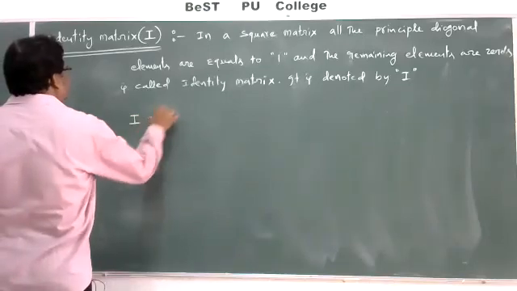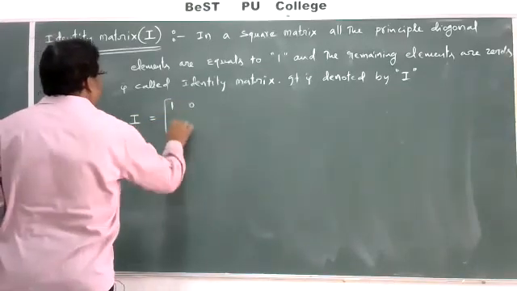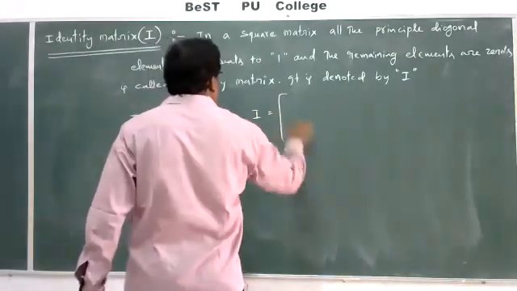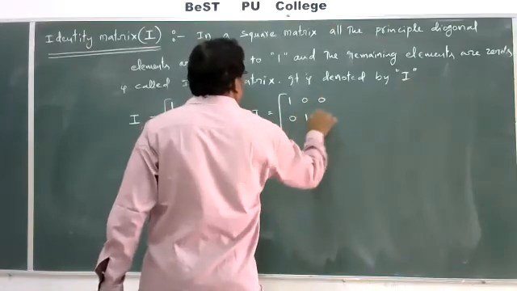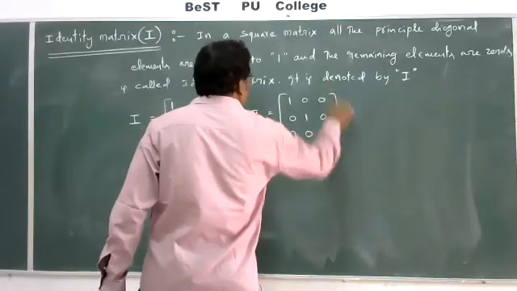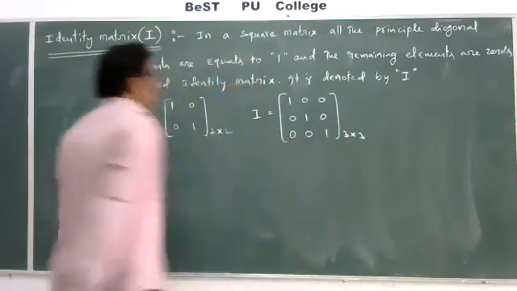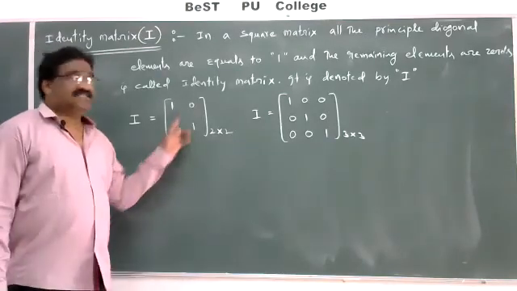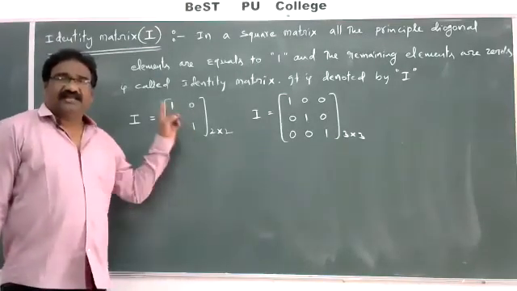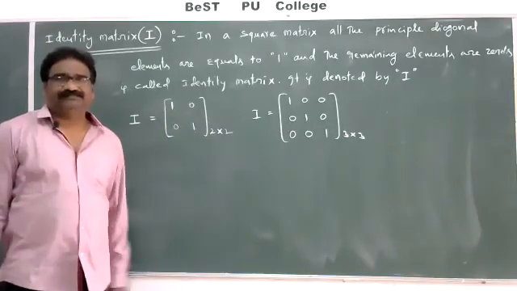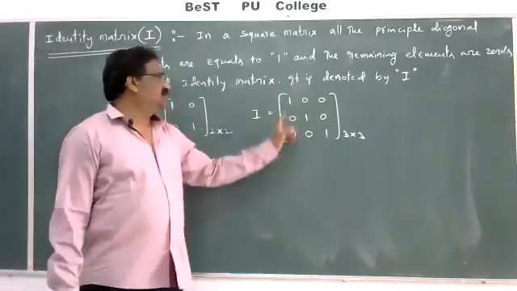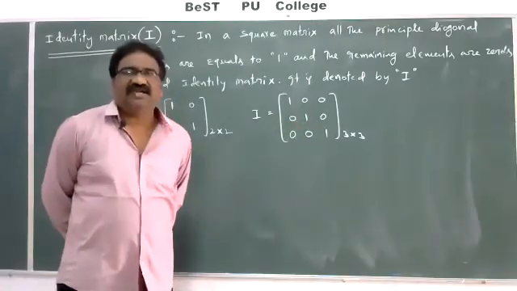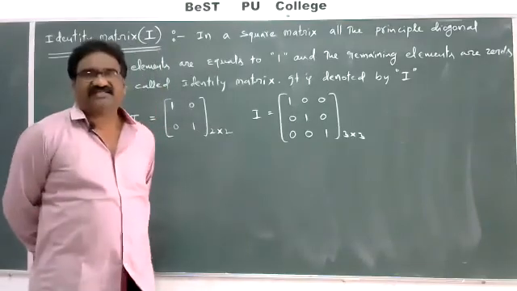That is, capital I is equal to the matrix 1 0, 0 1. This is a 2 by 2 matrix. I is equal to 1 0 0, 0 1 0, 0 0 1. This is a 3 by 3 matrix. All the elements are 0 except the principal diagonal elements, which are equal to 1. Then it is called an identity matrix.